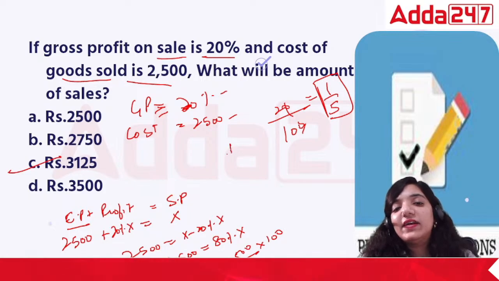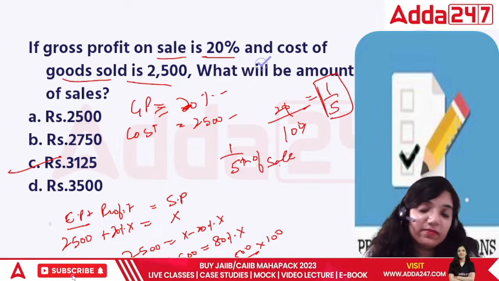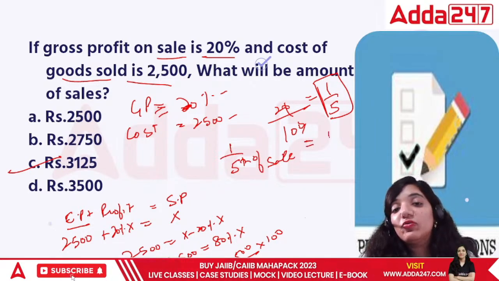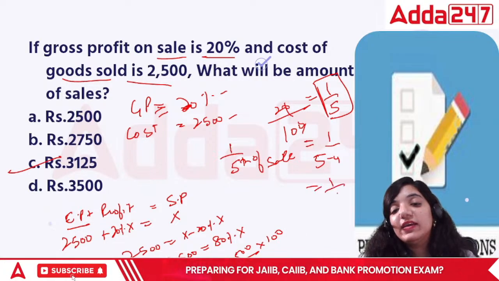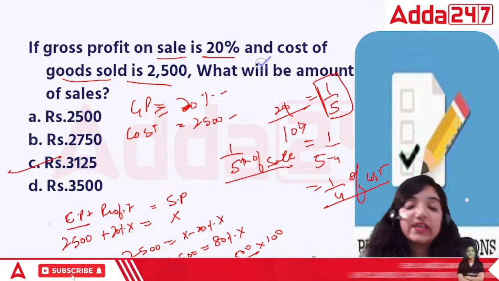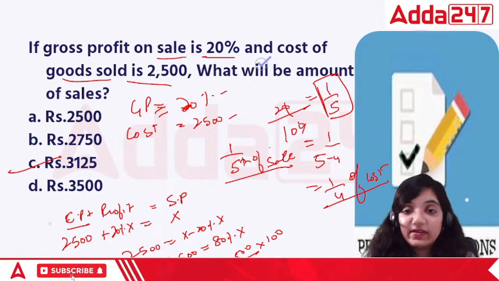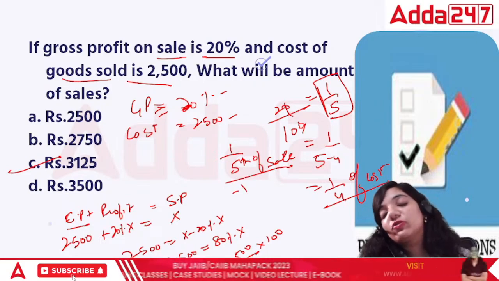If something is 1/5 of sale, you remove 1 from the denominator. That is 5 minus 1, so it is 1/4 of cost. If anything is 1/5 of sale, just reduce that 1, minus 1. That will give you 1/4 of cost.